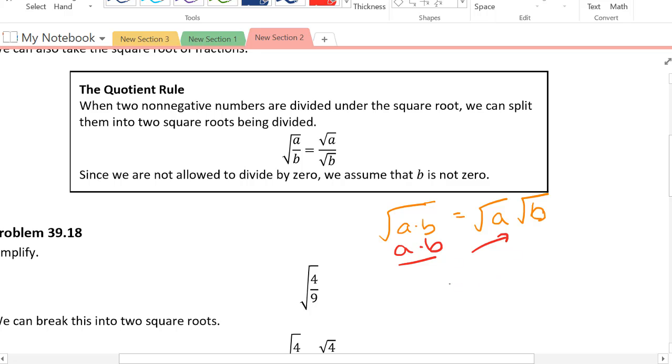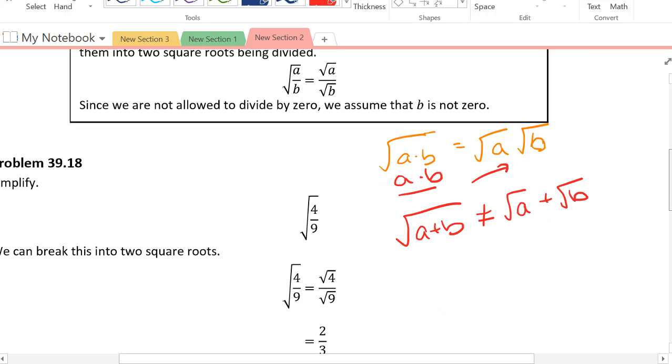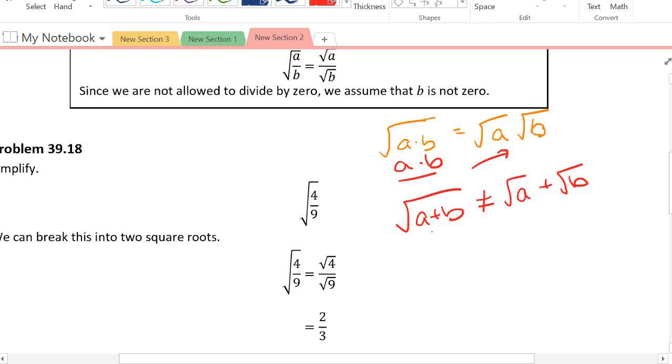But if, for example, you had the square root of A plus B, you cannot split it up. This is not equal to this. This is incorrect, what I just did. Why can't you do it? Because it is addition. We can't do it because we have this addition sign here. So this is wrong. If there is an addition sign in there, you can't do anything to it. You just leave it the way it is. You cannot split it up into two radicals.